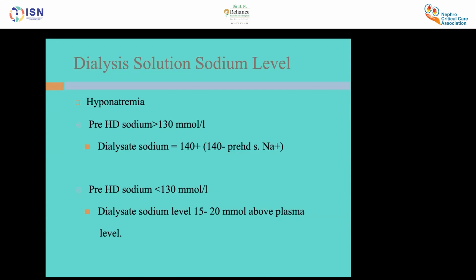Okay, so if you're dealing with a case of hyponatremia, then again we will have to categorize hyponatremia as mild, moderate, and severe. Mild hyponatremia is still 130. If the sodium is 130, our dialysate sodium is approximately 138 onwards, then it's not a problem. The problem occurs in moderate and much more in severe hyponatremia.